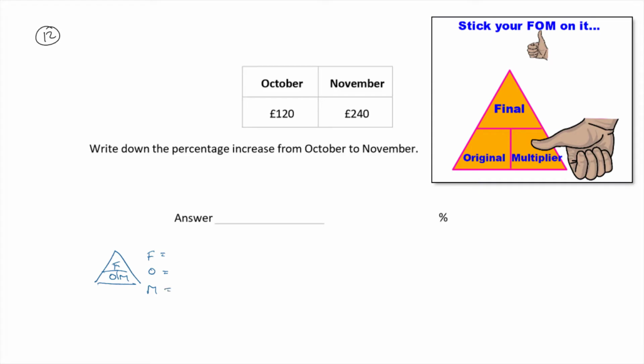So write down the percentage increase from October to November. So it started off being October, which is 120. So my original value is 120. Okay, and then later on it became November. So to November, look, that's my final amount. So you just need to decide between what's the original and what's the final. And often you can use, you know, past, present, future to help you with that. So we know the final, we know the original.